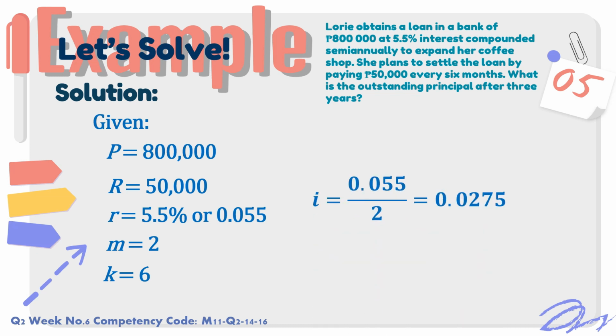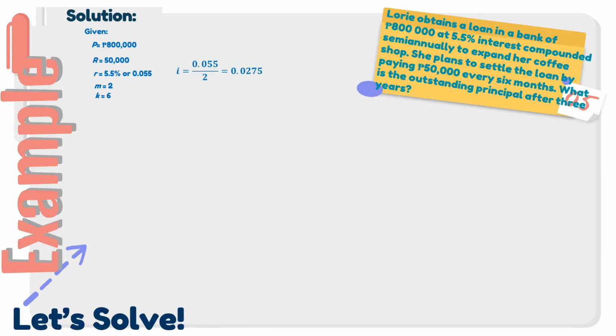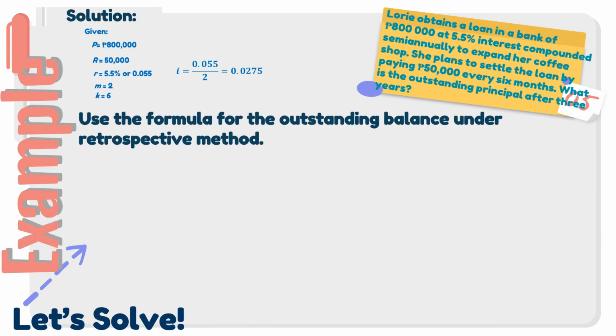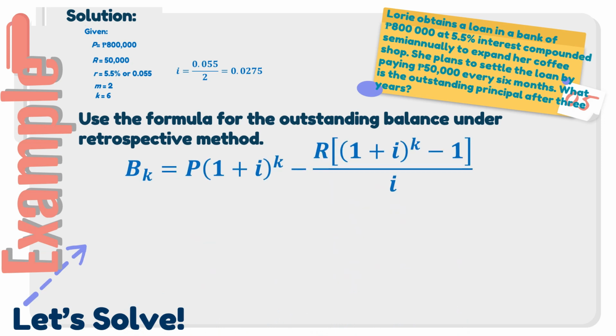For I, that is equal to 55,000 over 2, and that is equal to 275 10,000s. Retrospective method will be used because T is not known. The problem has not provided the time to complete the paying period. It helps that the original loan was given. We're going to use the formula B sub K equals P times the quantity of 1 plus I raised to K minus the quotient of R times the quantity of 1 plus I raised to K minus 1 and I. Substituting the given to the formula, we will be having this equation.